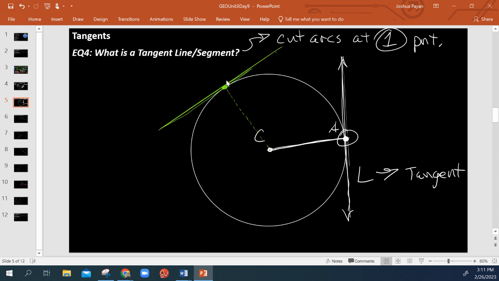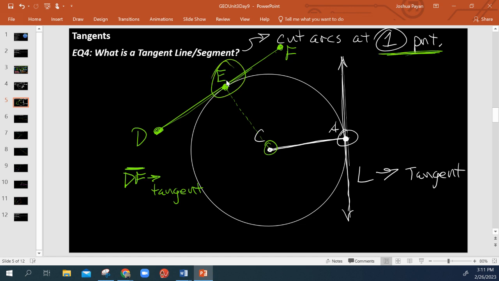Still didn't quite go well. But let's say that this was point D, this here is point F, and this is E. Segment DF, so this is a segment now, is tangent to this circle with center C. We'll just call it circle C. It's tangent to it because it cuts it at precisely 1 point, same as this line L.